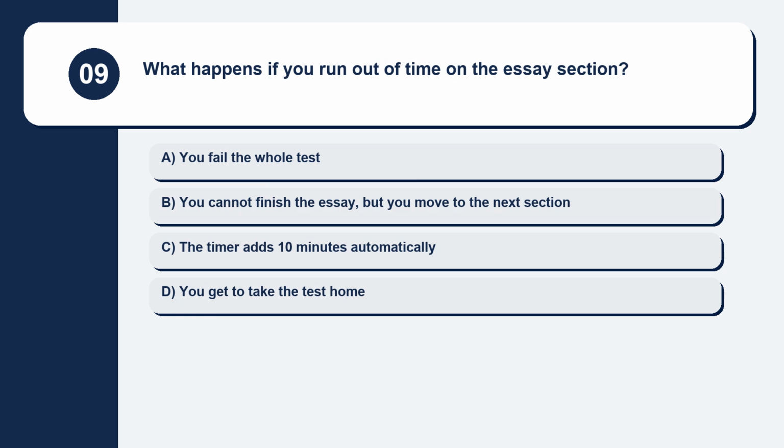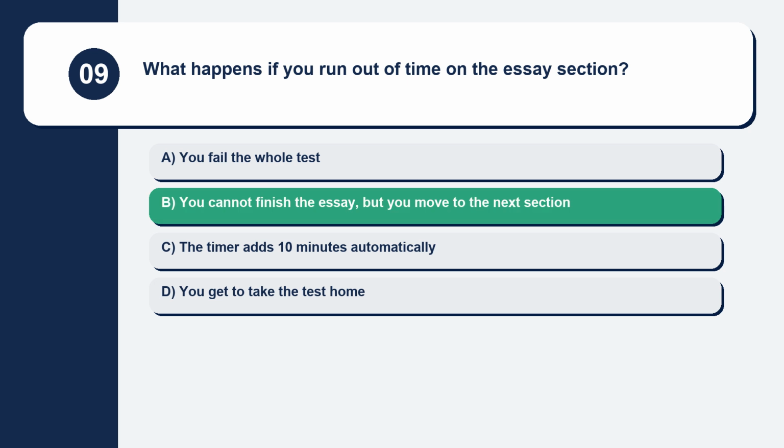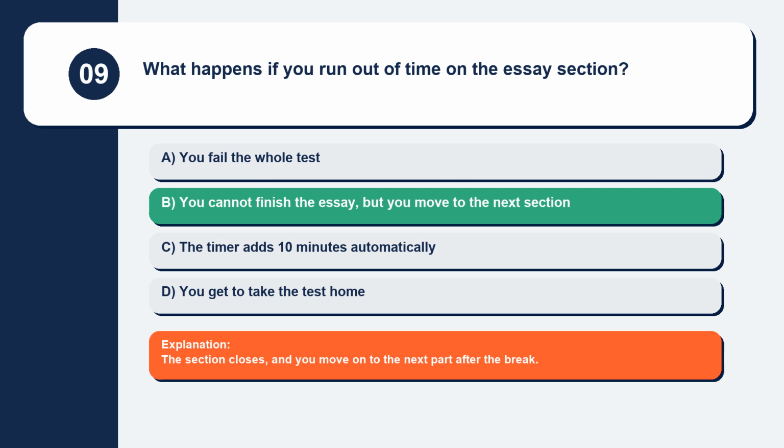Question 9. What happens if you run out of time on the essay section? You fail the whole test. You cannot finish the essay, but you move to the next section. The timer adds 10 minutes automatically. You get to take the test home. The section closes, and you move on to the next part after the break.